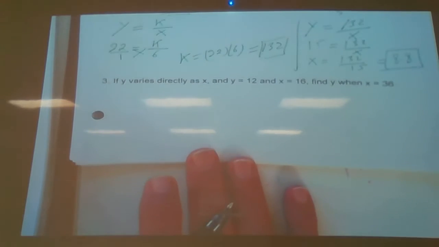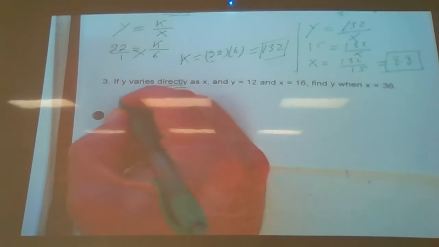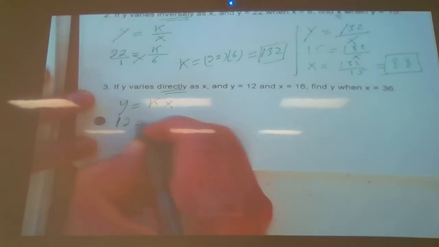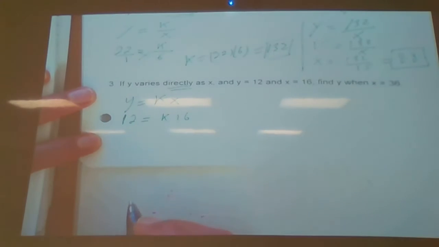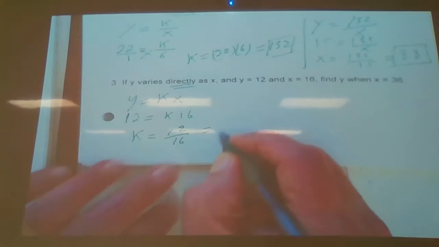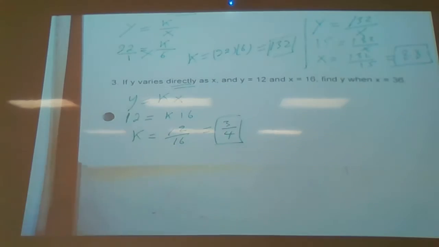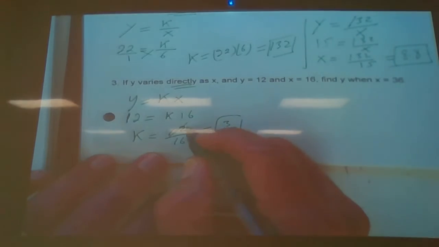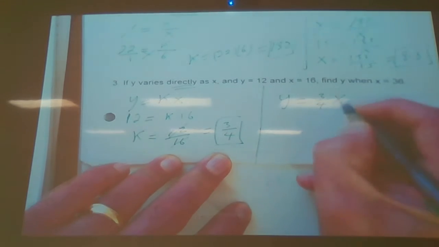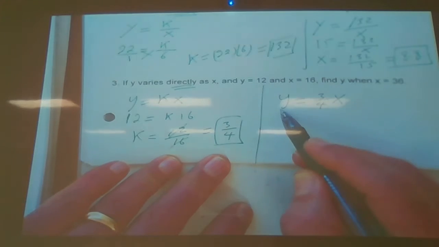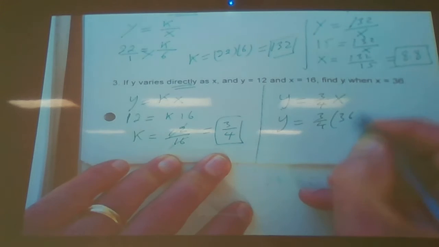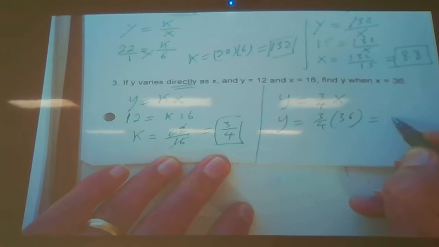Look at number 3. y varies directly, so y is equal to kx. y is 12 and x is 16. So we're going to find k again. That's 12 over 16. So we're going to go ahead and simplify it into 3/4 by dividing by 4. So now rewrite this with the 3/4 and read the question. We're looking for y when x is 36. So that's 3/4 times 36, and that's going to be 27.